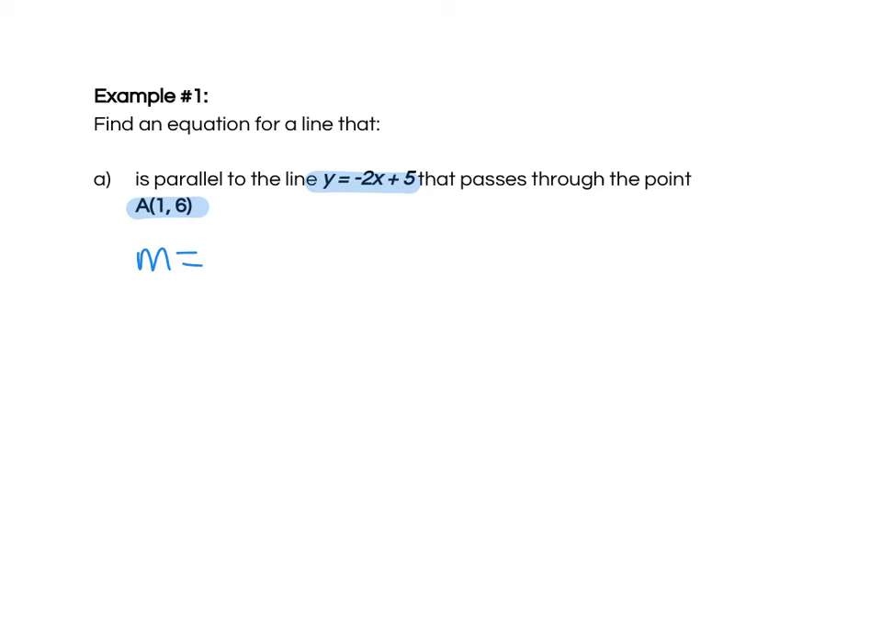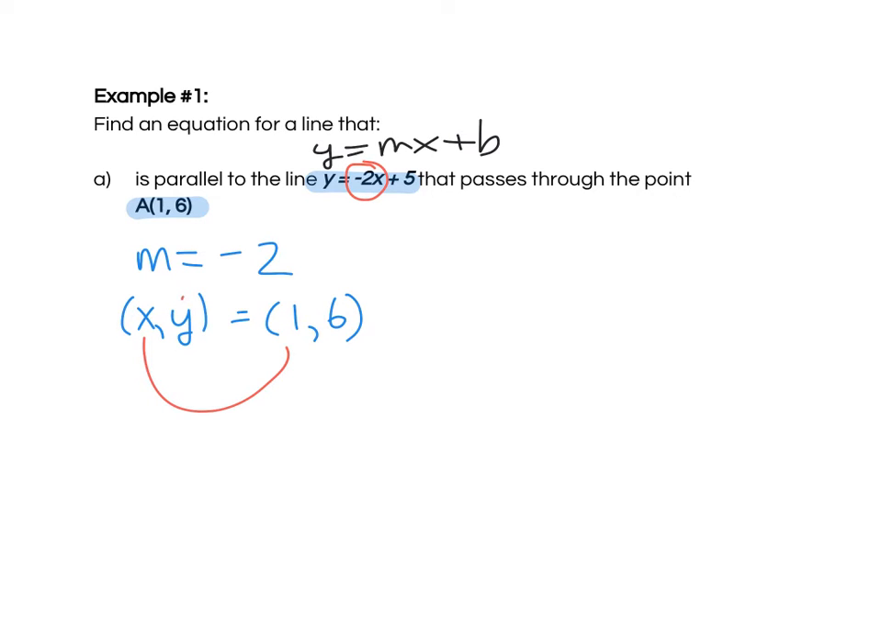And so therefore I know that this equation is written in the form y equals mx plus b. And so the slope value is -2, which means that the slope of my new line, which is parallel, is also going to be -2. And so now I also know that there's an xy coordinate here that they're giving me, and that coordinate is (1, 6). And so if the new line has this coordinate in it, then I should be able to substitute in 1 for x and 6 for y, and that will allow me to solve for my unknown y-intercept. So let's do that.